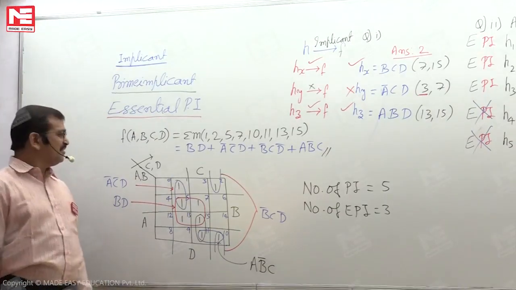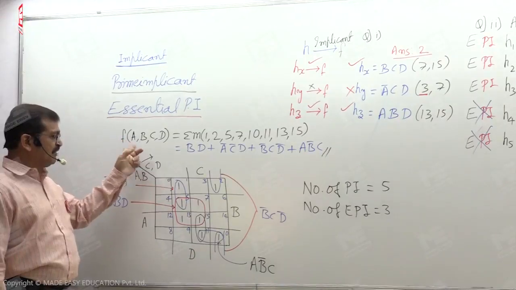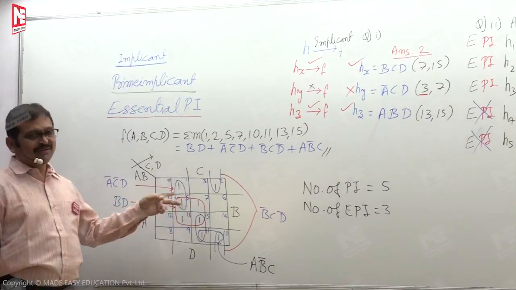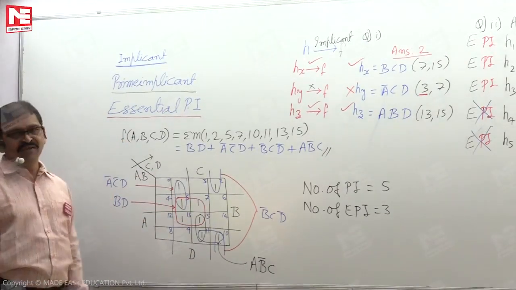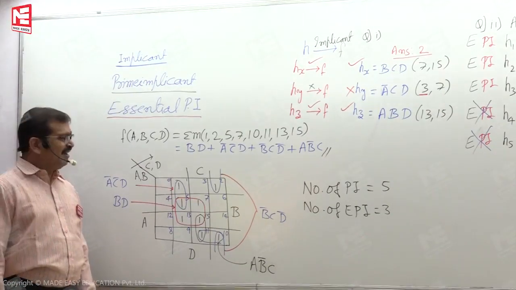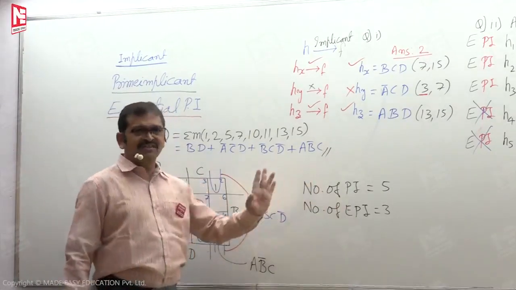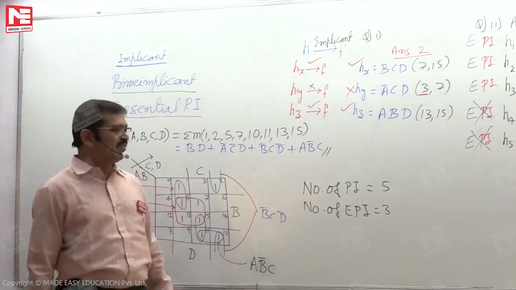Hence, the function is given in the question paper, in the question description, the function is available in the K-map. To speak the answer to the number of EPIs, after marking or after knowing the prime implicants, the work is nothing, zero. There is no extra time required.